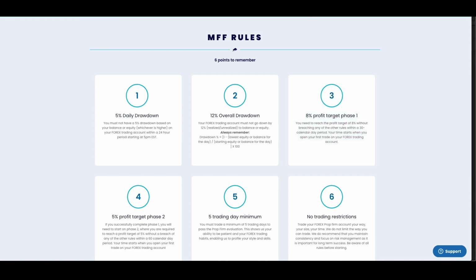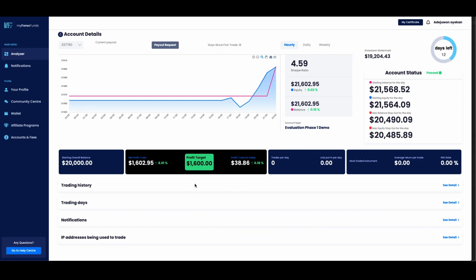So as you can see in the profit target in phase 1, right here, you can see my name is right up there on the top. I was able to get $1,600 in this trading account, which was fantastic for me. I managed to hit the target. It did take 18 days on this account.